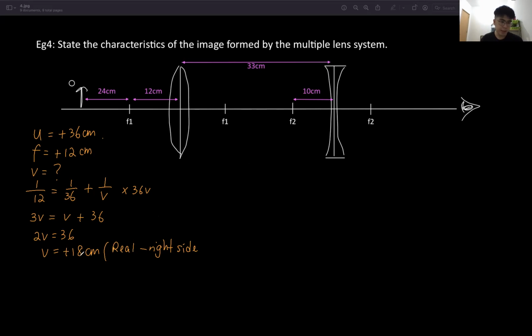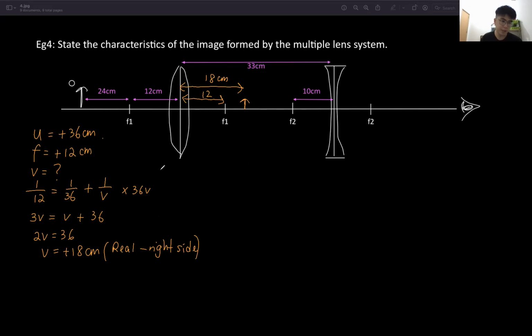Okay, 18 cm. Let's draw it somewhere. This is 12 cm, this is 12, and this is another focal length. So 18 cm would be somewhere here, just roughly. Measure from here to here, that's 18 cm. We don't know yet whether the image is upright or inverted.